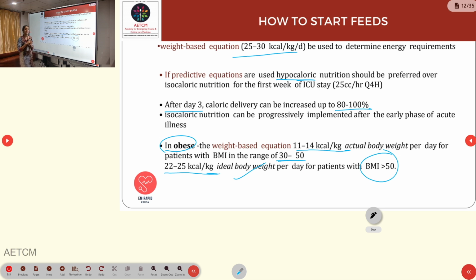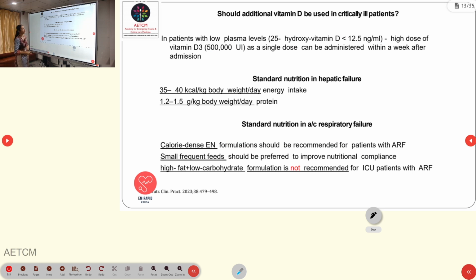Electrolytes and nutrients, especially micronutrients, are necessary for all patients, and obese patients should get adequate feeds as required for them. And if the patient has vitamin D deficiency, in critically ill patients, if the vitamin D level is very low, especially less than 12.5 nanogram per ml, then we can give 5 lakh international units of D3 as a single dose within a week after admission. So vitamin D should also be given in critically ill patients.